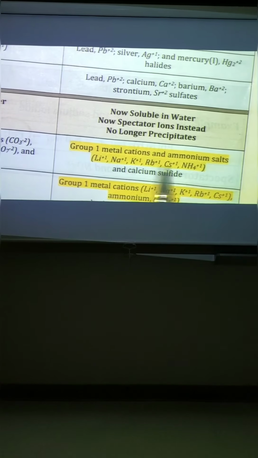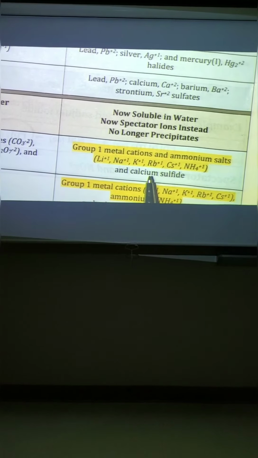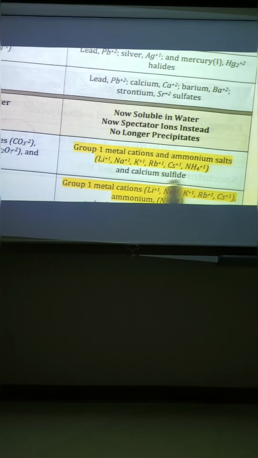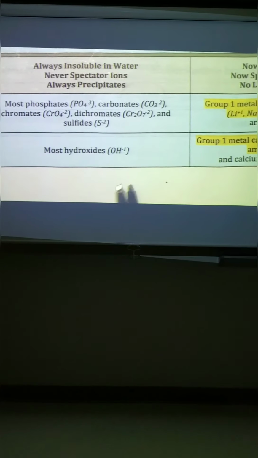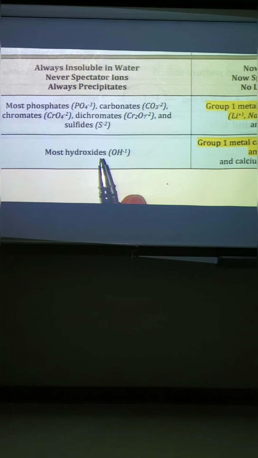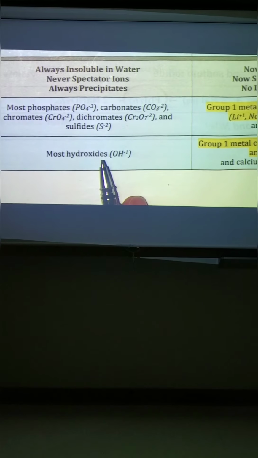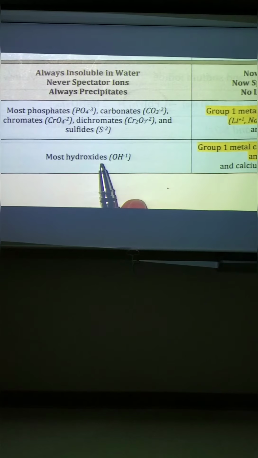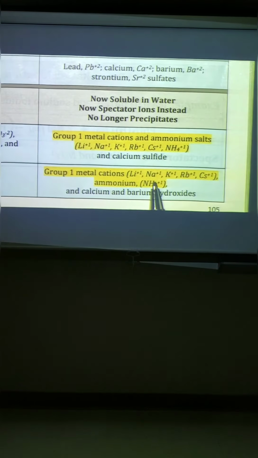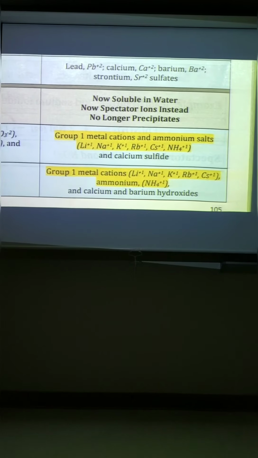So if you're with those group 1 metals, that changes everything. And in particular for a sulfide, calcium can change its mind and make it water soluble, but again, we probably won't see that one in class at all. Same idea for hydroxides. If you see a hydroxide, it's probably a precipitate, probably insoluble in water. It's probably never going to spectate unless we're back to those group 1 metals. And then we have 2 more exceptions, calcium and barium.